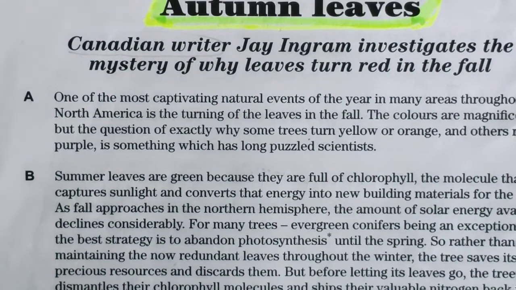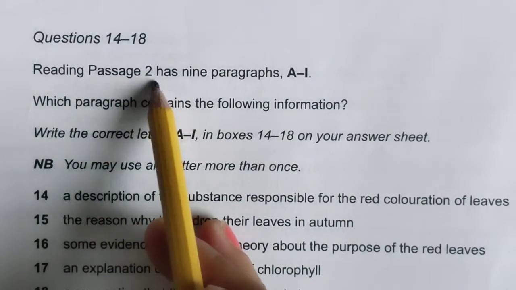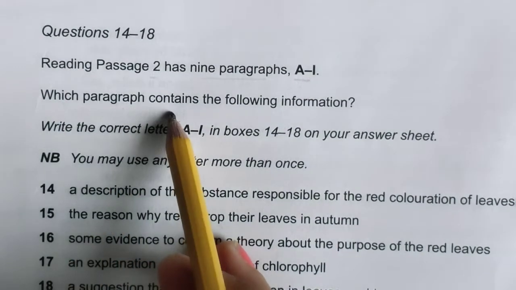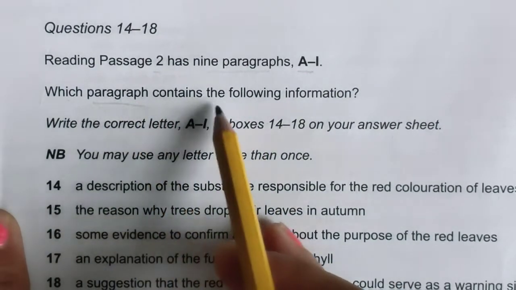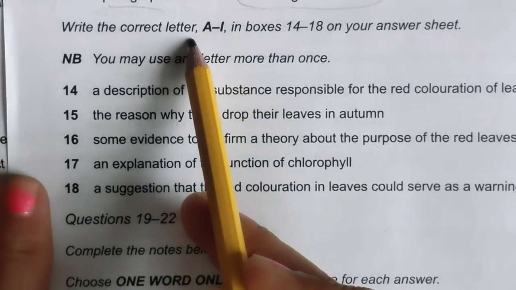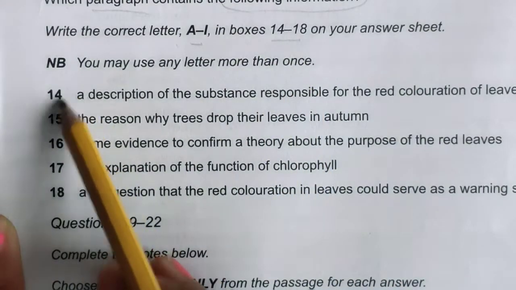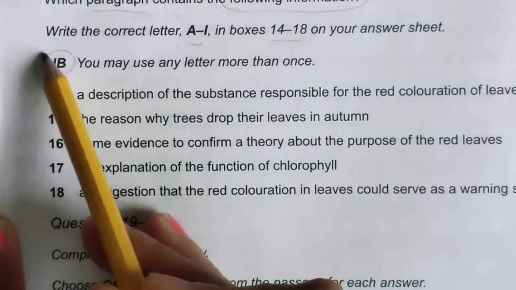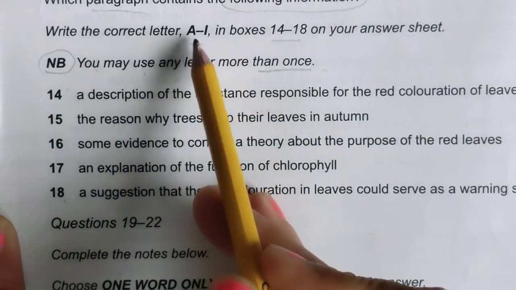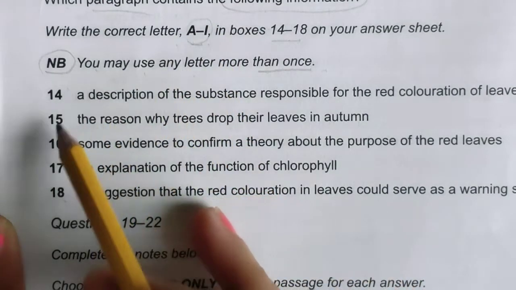What type of questions do we have? The first type has 9 paragraphs, A to I, and asks which paragraph contains the following information. So we have finding the information type of questions. Write the correct letter A to I in boxes 14 to 18, and you may use any letter more than once. It means one letter out of A to I may come twice here for these 5 questions.